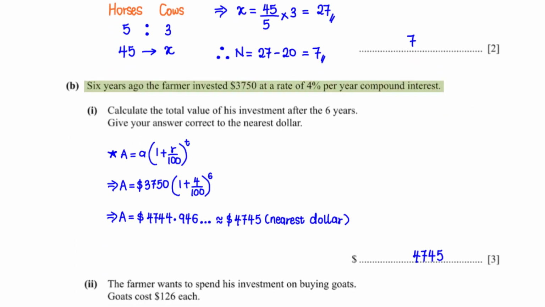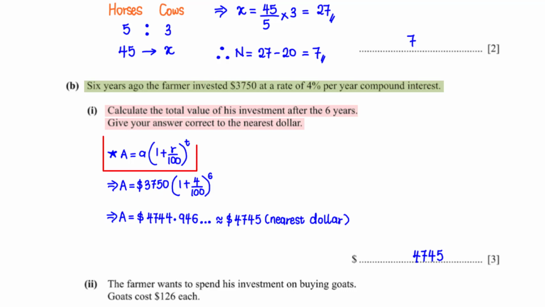6 years ago, the farmer invested $3,750 at a rate of 4% per year compound interest. Calculate the total value of his investment after the 6 years. Give your answer correct to the nearest dollar.